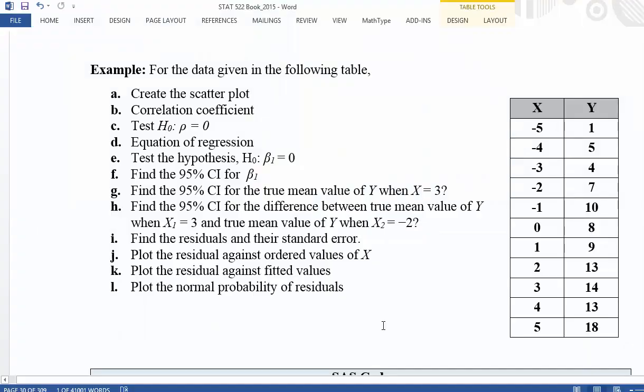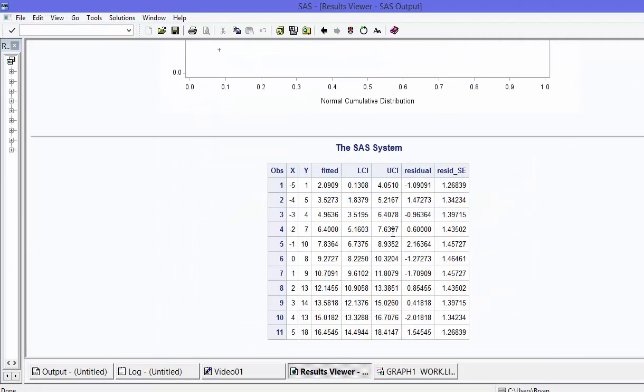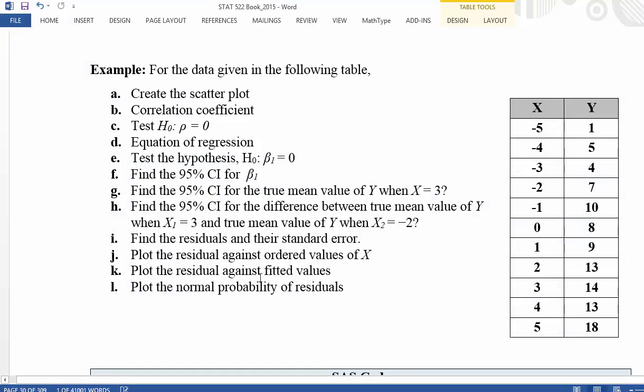Lastly, we are going to cover the output that we got in SAS of the residuals and their standard error, and the residuals plotted against the ordered values of x, the residuals plotted against the fitted values, and the normal probability of the residuals. So in SAS here, at the bottom, we have the residuals and the residual standard error. That is right here, part I.